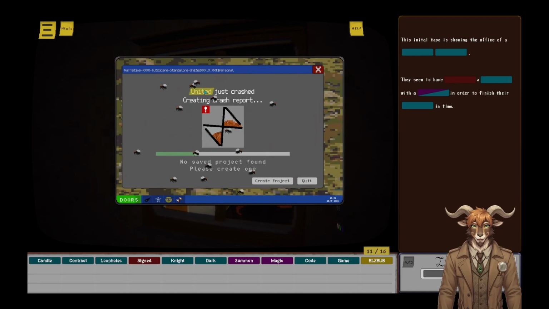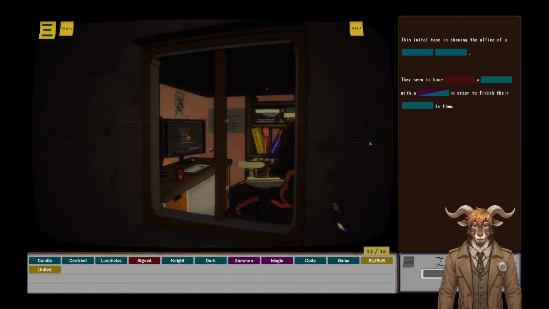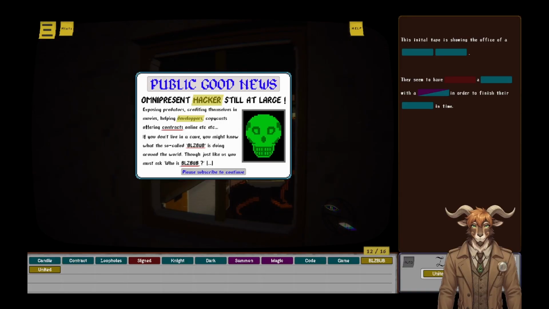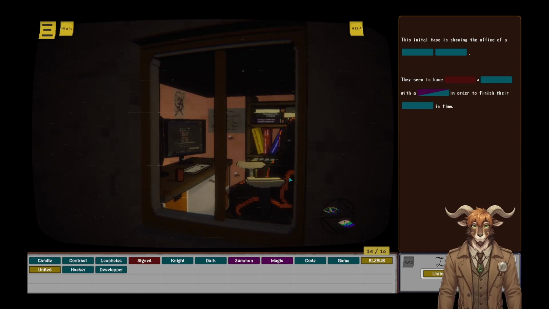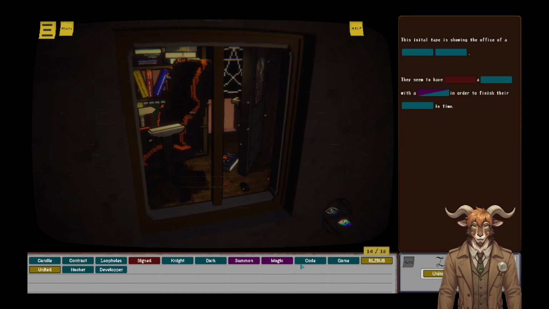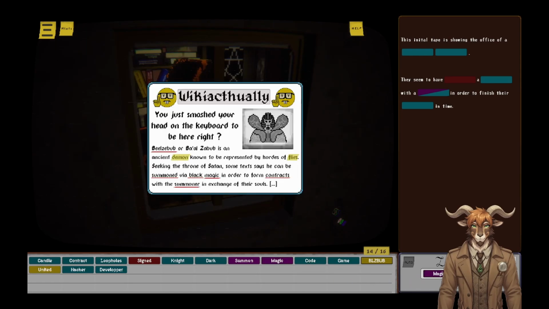Unity just crashed. Okay, so it is making like a game on Unity. Can we search Unity Beelzebub? He's a hacker, okay. Helping developers. Okay. And can we search like Beelzebub magic? Yeah, okay. You just smash your head on the keyboard to be here, right?